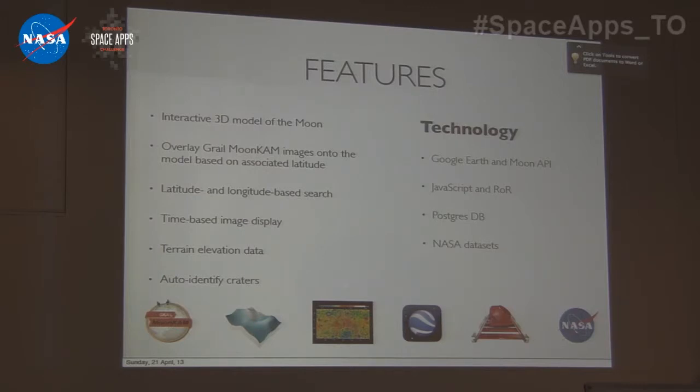We have also overlaid terrain elevation data. So we have a heat map which shows the different elevations of the craters on the moon's surface. And we have the ability to auto-identify all the craters using an existing data set. The technology that we use is essentially the Google Earth and Moon API, which we leveraged heavily using JavaScript, and the application is built using Ruby on Rails, predominantly trying to leverage existing data sets.